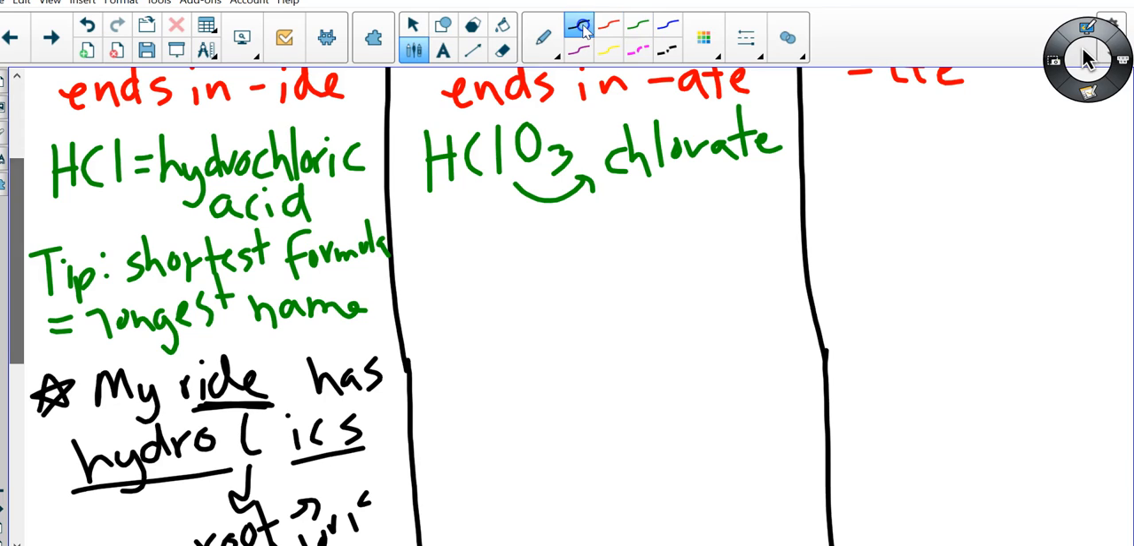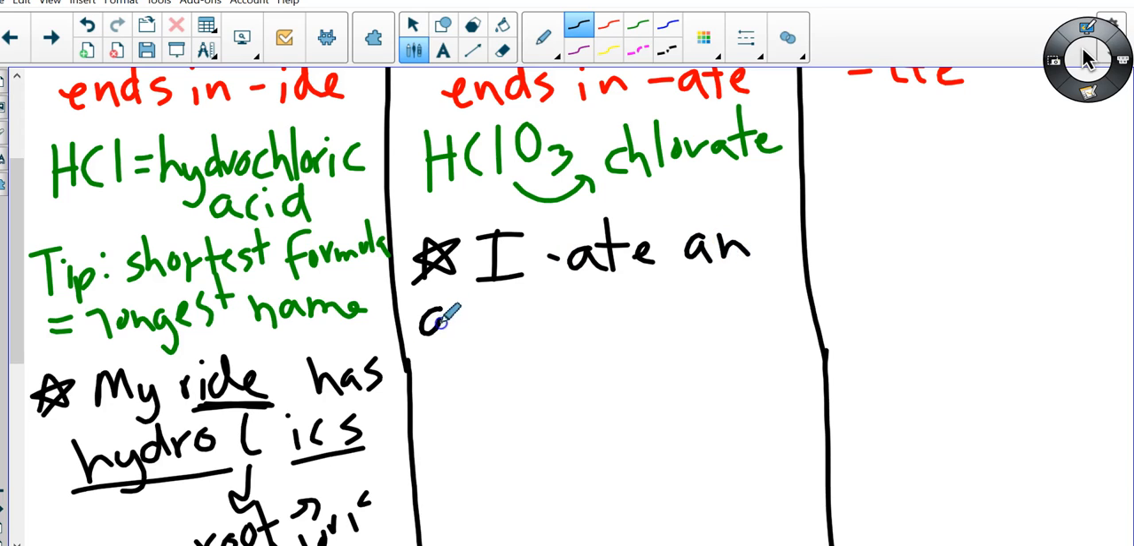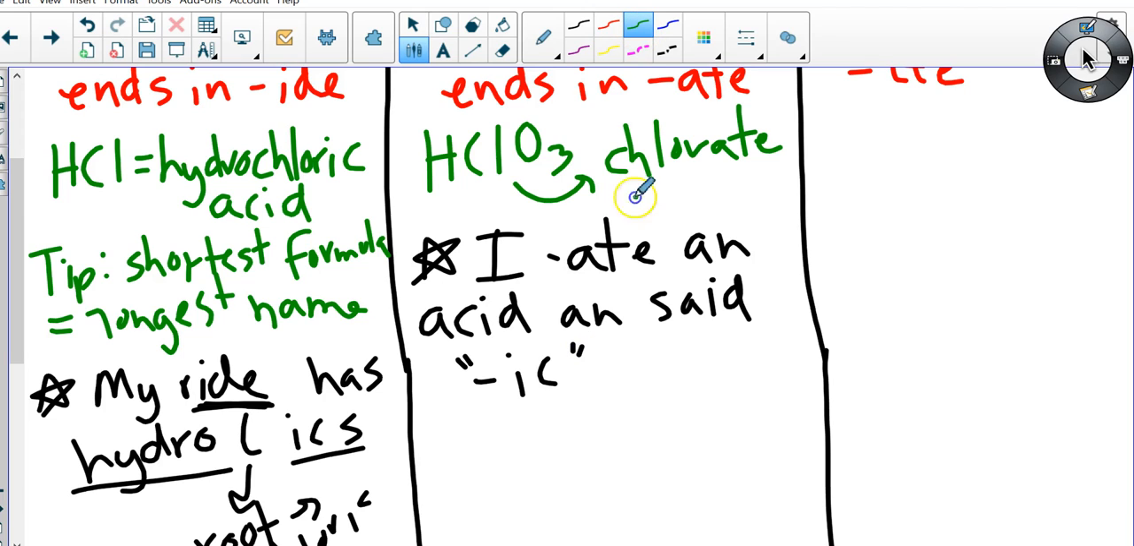You ready? I ate something, and acid. See what I did there? I ate, and acid. I made these up, by the way. And said ick. Oh, I forgot to tell you. This is called chloric acid. Sorry, the notes look terrible. That's chloric acid. HClO3 is chloric acid.